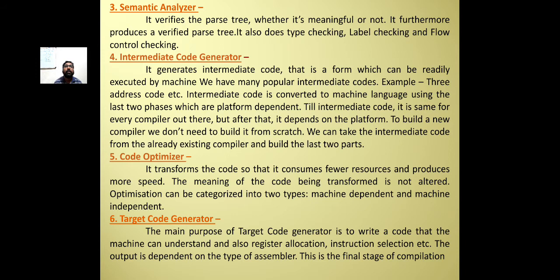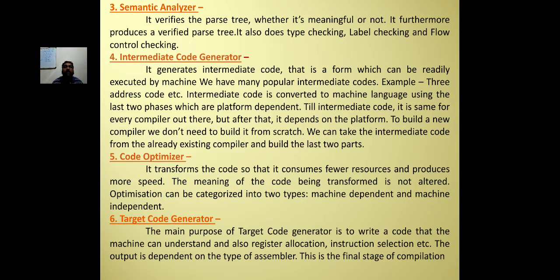The last two phases are platform dependent. Till intermediate code, it is the same for every compiler out there, but after that it depends on the platform. To build a new compiler, we don't need to build it from scratch. We can take the intermediate code from an already existing compiler and build the last two parts.